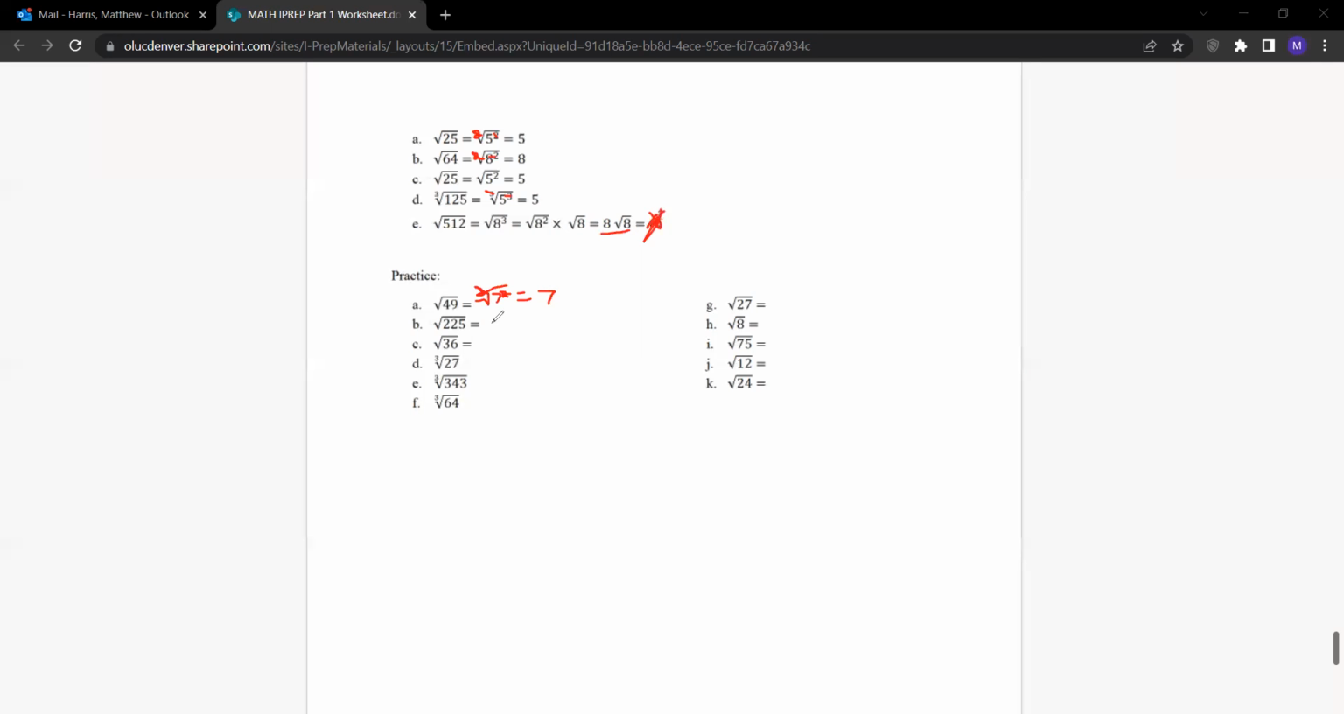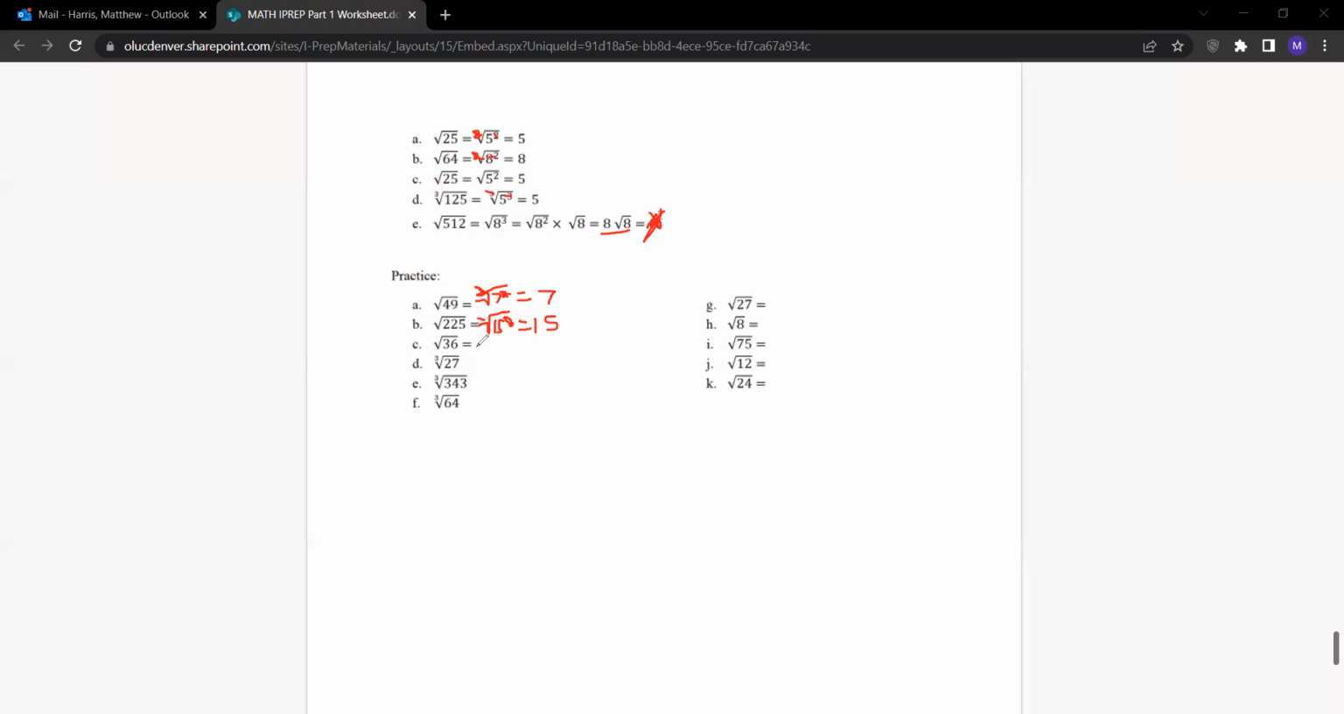Next up, we have 225, square root. So here we could do, let's see, I believe 225 is the cube root of 5. Oh, no, it's not. It's 15. So 225 is 15 squared. So again, those 2's cancel out. Our answer is 15.